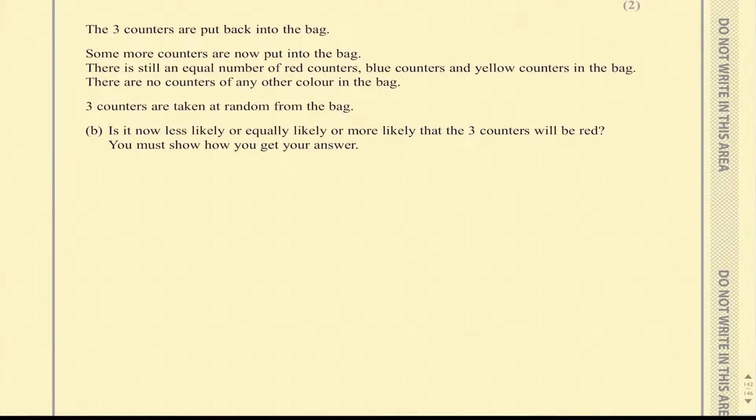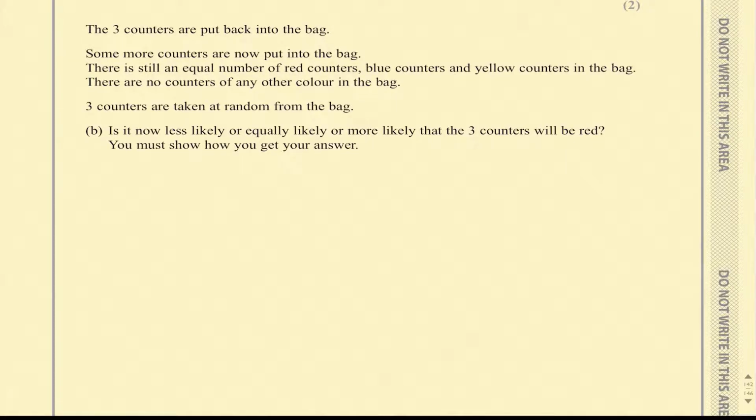Next question is the 3 counters are now put back into the bag. Some more counters are now put into the bag. There is still an equal number of red, blue and yellow counters in the bag. There are no counters of any other color in the bag. 3 counters are taken at random from the bag. Is it still less likely or equally likely or more likely that the 3 counters will be red?